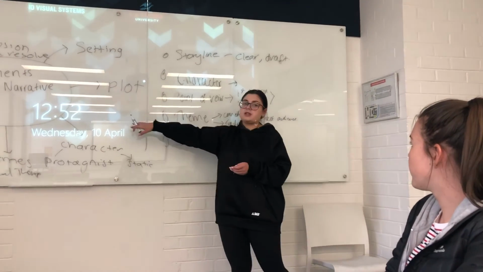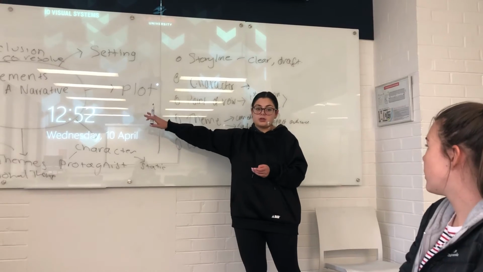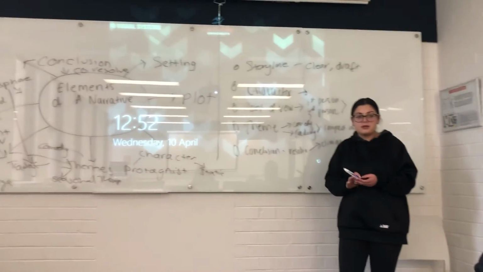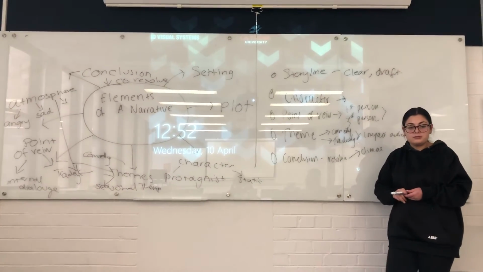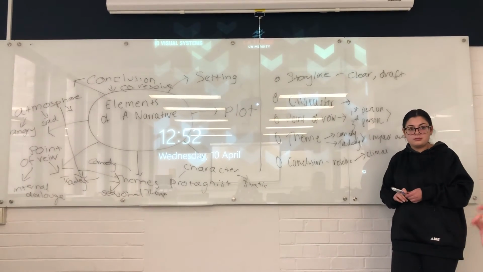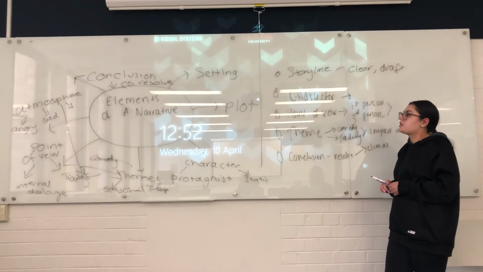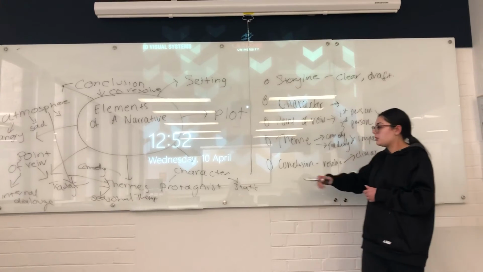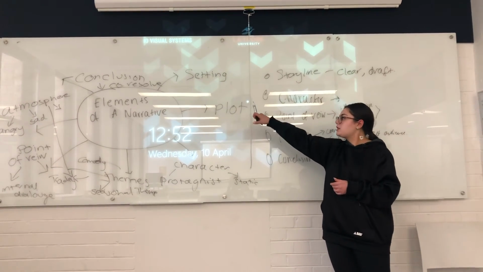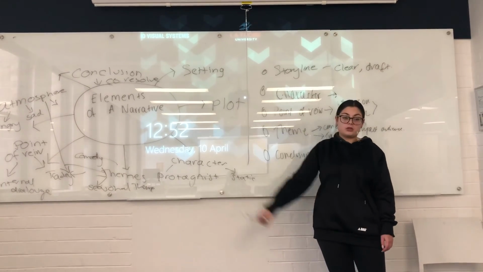So what did you think about concept maps? Did you think it was a useful way of constructing our knowledge on narratives? I think it was easy to understand what the elements are, because you can see them all branching off. Awesome, yeah. So that's the main point of the concept map. We want to see what kind of elements are part of that central idea.